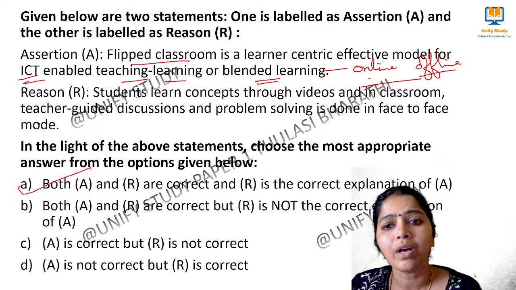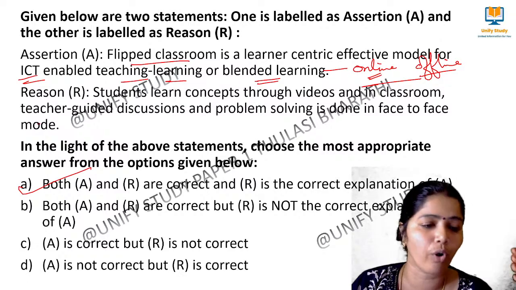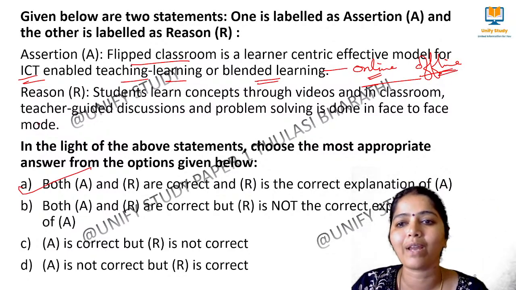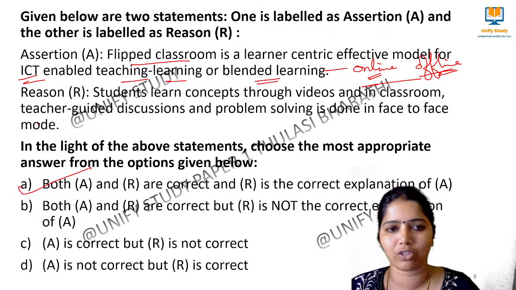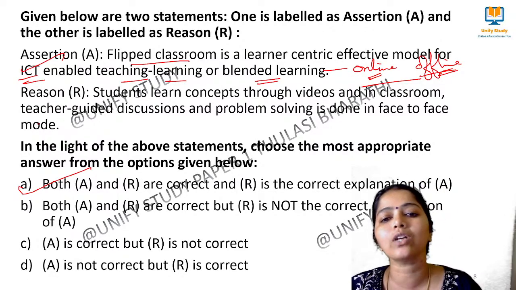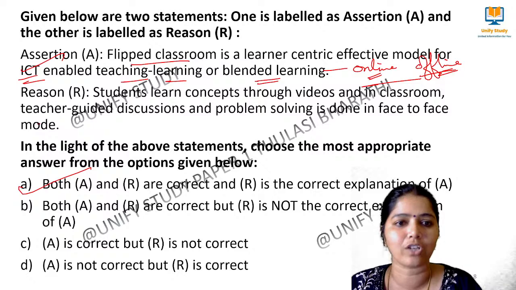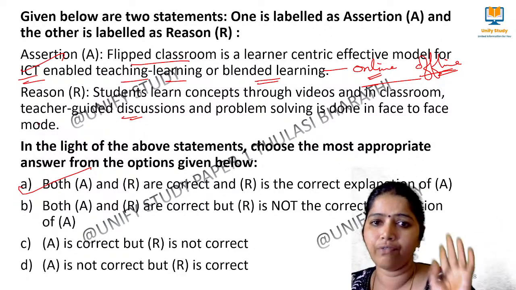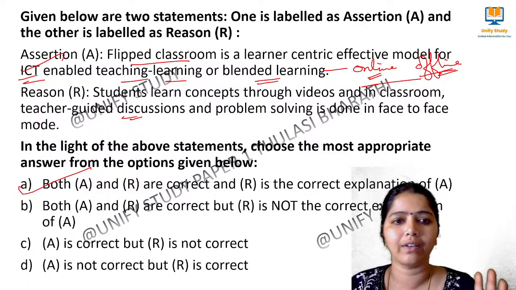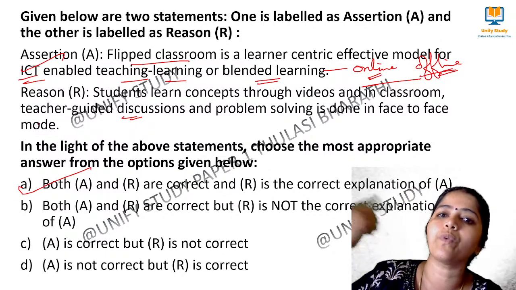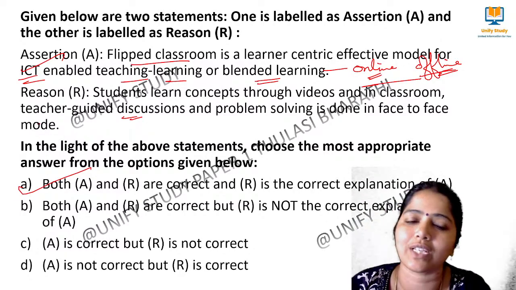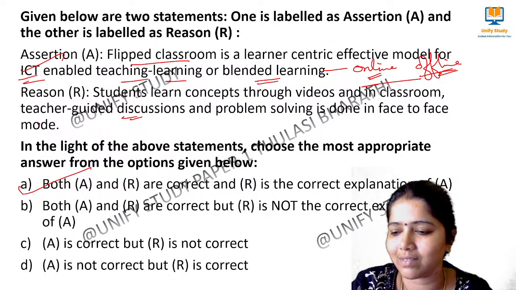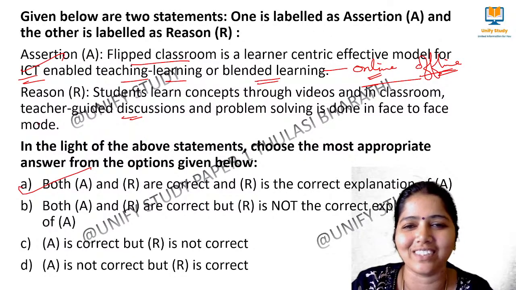So flipped classroom is a learner-centric model using ICT-enabled teaching-learning or blended learning. Blended learning means I'll be sending the video PDFs home, they will study at home, come back to the classroom, and in offline mode they will do the activity. Students learn concepts through videos, and in the classroom teacher-guided discussions and problem solving is done in face-to-face mode. Clear? So absolutely both are right. Next question.